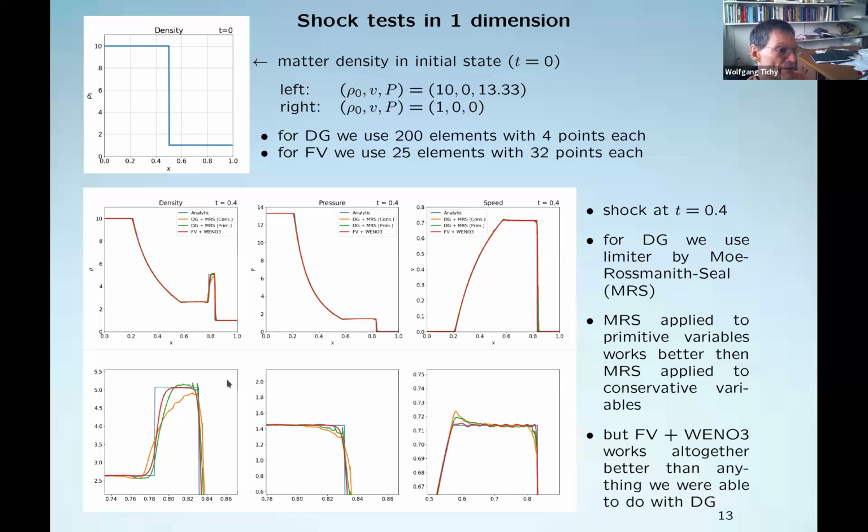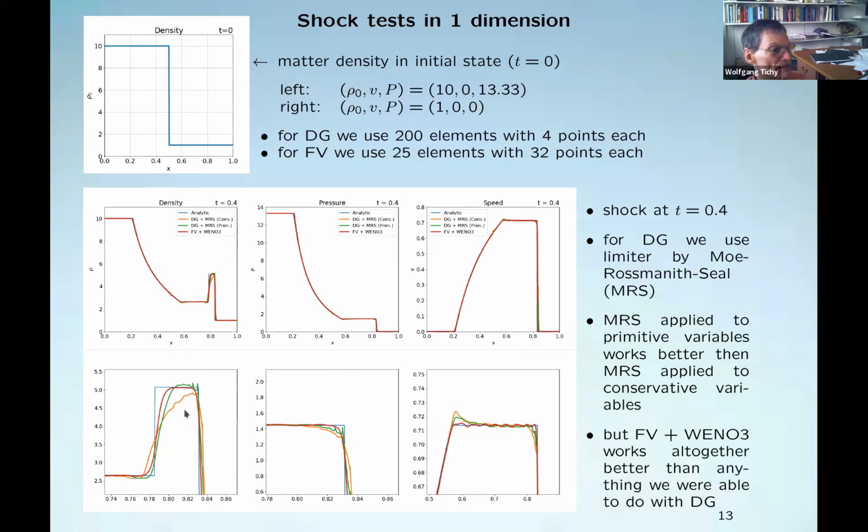In dg, I should say, in order for this to work at all, we need extra limiters on top of the positivity limiter, and we use a limiter that has been developed by Moe, Rossmanith, and Seal. That basically, when you get Gibbs oscillations that are too strong, scales back towards the mean. And these limiters make it possible to actually evolve shocks with dg.